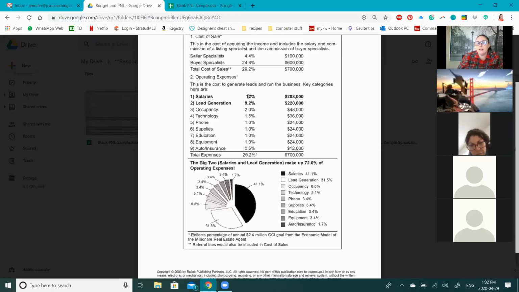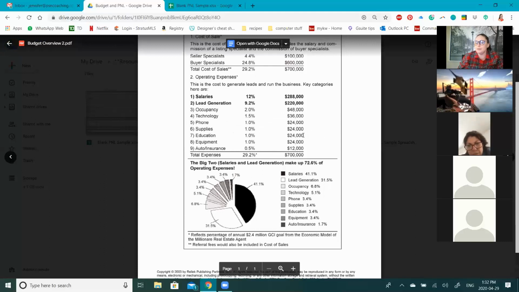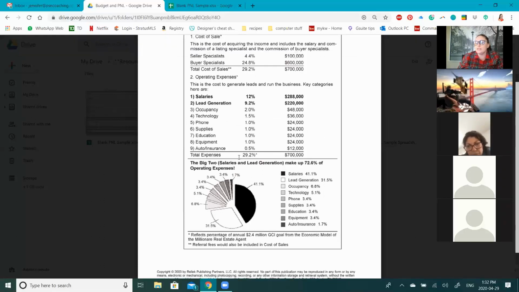Now what they're showing is that a salary should run you about 12% of your income. Lead generation should be about 9.2%. Occupancy, that's rent, should be about 2%. Tech is 1.5. Your phone is 1. Office supplies are 1. Education is 1. Equipment is 1. Your car is 0.5. And they're saying on average you should be trying to keep under 30% for your business expenses. So whether you're a solo agent or you're a $1 million team is irrelevant. Your goal is that your total expenses to run your business should not cost you more than 30% of your gross income. Okay?